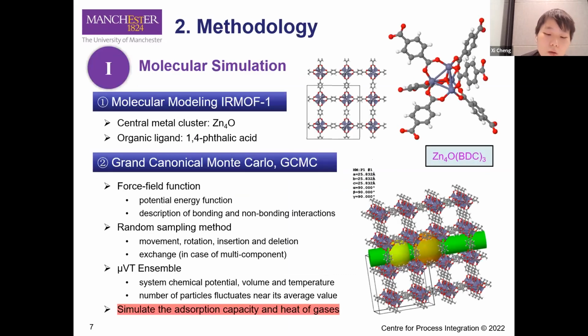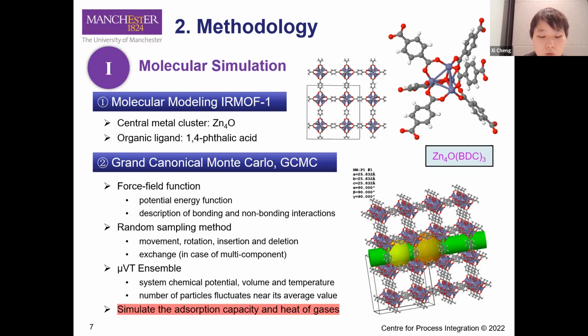So let's move on to the detailed methodology. First is the molecular simulation method. Here is the molecular structure of IR-MOF1, including the central metal cluster and the organic ligand. Monte Carlo is a random sampling method, which only involves information about the system configuration. The energy of the system is described by the force field function, which is a potential energy function describing the bonding and the non-bonding interactions.